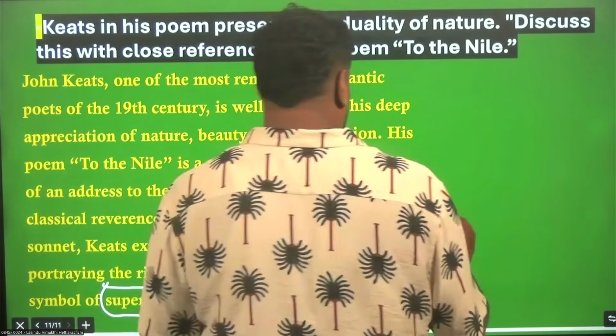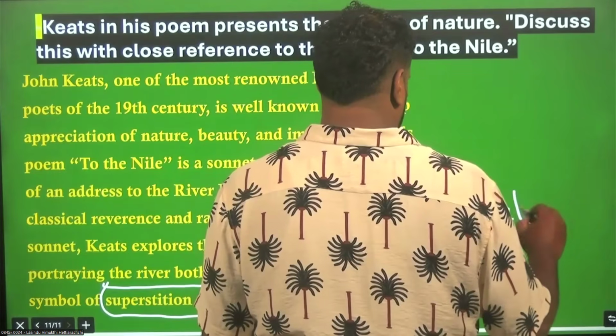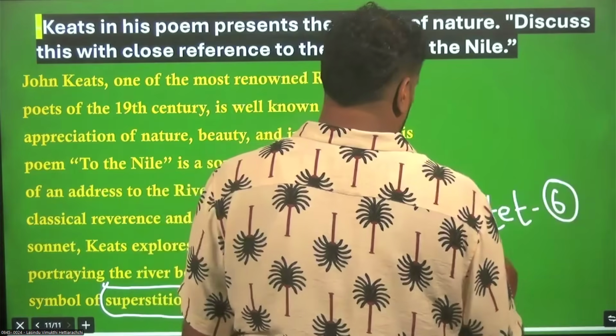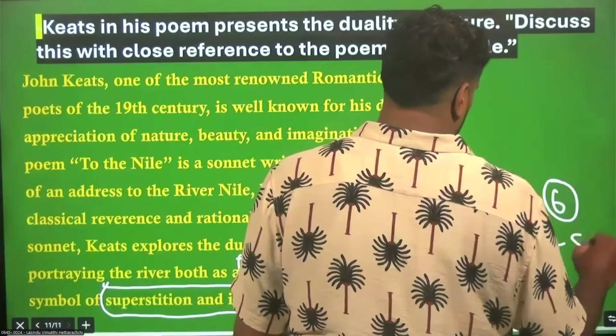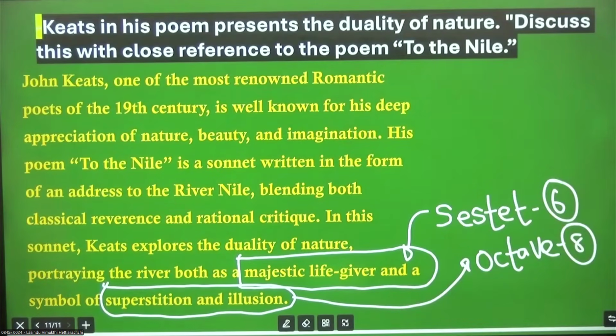The majestic part is actually highlighted in the sestet. Sestet means the last 6 lines. The illusion part is highlighted in the octave, which means the first 8 lines. This is the part that you have to remember. Octave and sestet, these are the two parts that you have to be familiar with. So here, basically, the duality of nature is quite clearly highlighted.